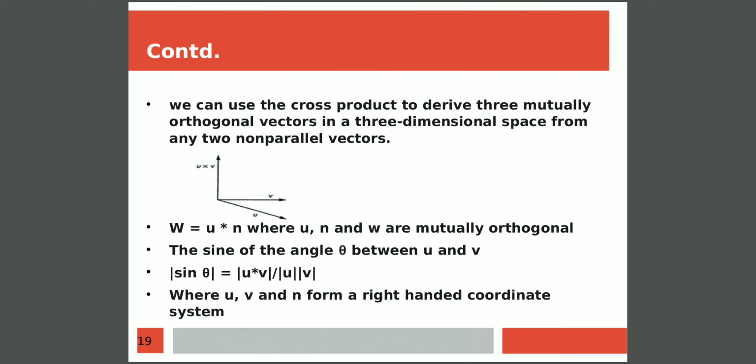The angle theta formed between the two non-parallel vectors u and v is given by sin theta equal to modulus of u cross v divided by mod u and mod v, where u, v and n form a right-handed coordinate system. Here u points along the thumb of the right hand, v represents the forefinger and n represents the middle finger. You can consider these three mutually orthogonal vectors as a right-handed coordinate system.